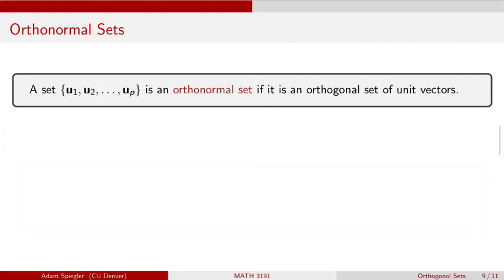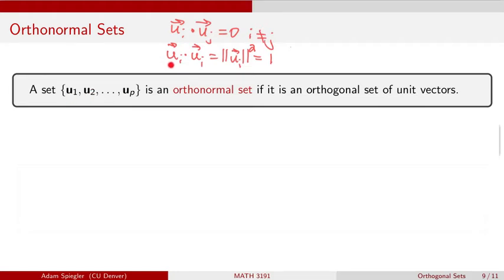If I have a set of vectors u1, u2, all the way up to up, then this is an orthonormal set if it's an orthogonal set of unit vectors. There are two conditions that need to be satisfied. The first is that all these vectors are orthogonal to other vectors in the set. So if i is not equal to j, then the inner product of ui and uj should give us 0. And the second is that each one of these vectors is a unit vector.